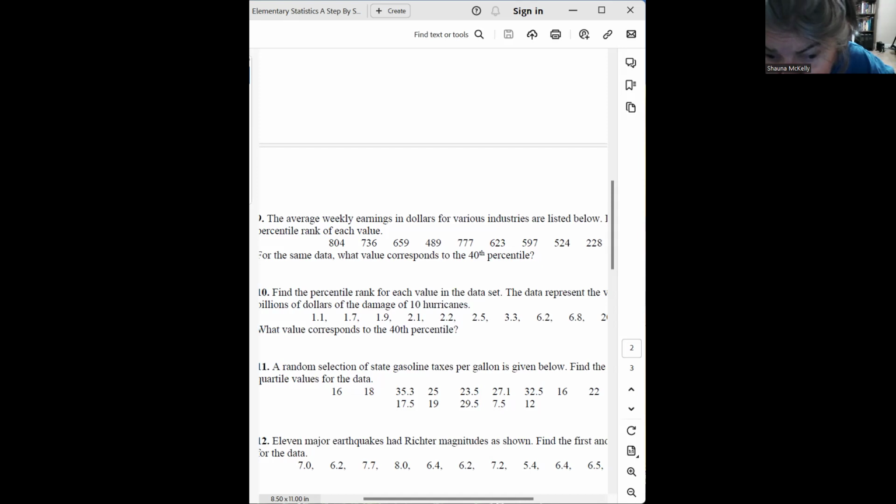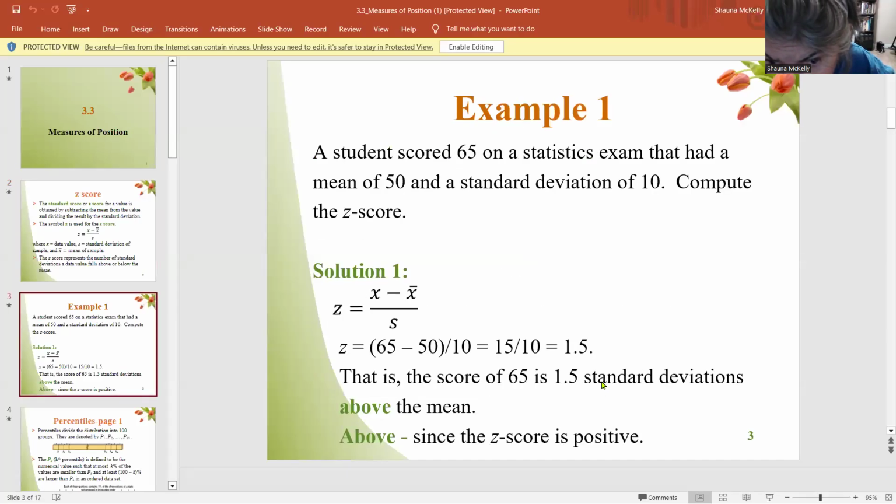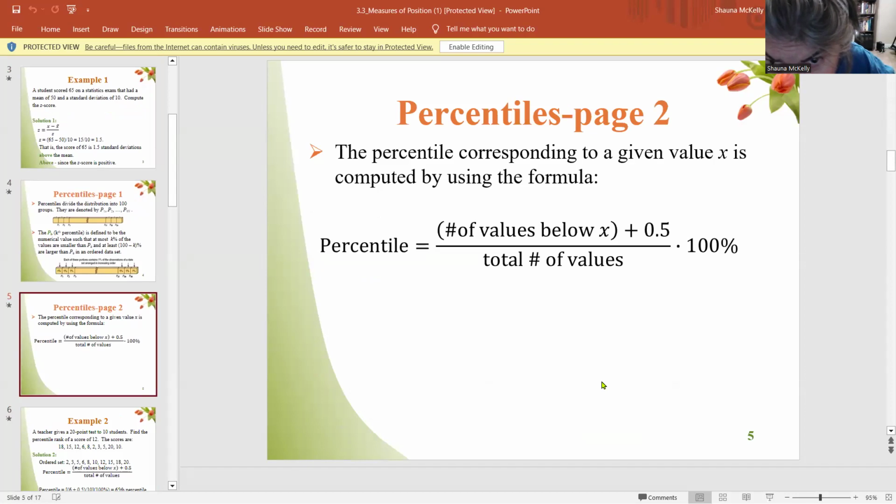Here, I'm going to show you the slides. We're going to look at the percentile rank. So what we're going to do is say it's the number of values below X, that's my given value, plus 0.5 divided by the total number of values times 100. Now I'm going to stay on this slide and I'm going to write on it directly from our values.